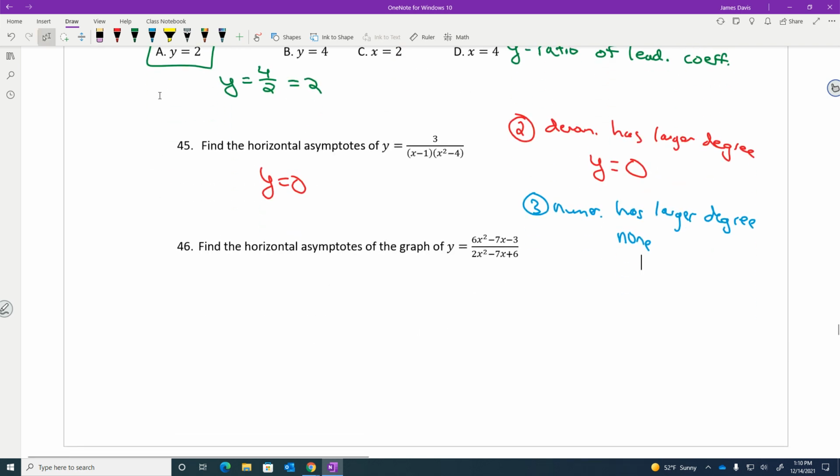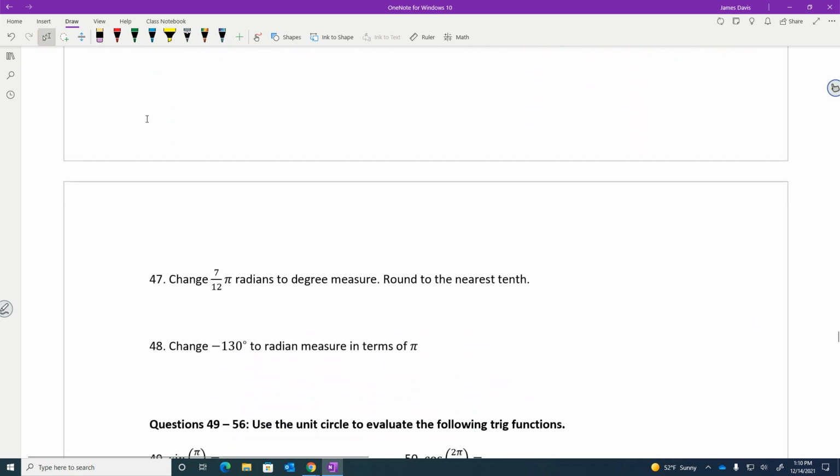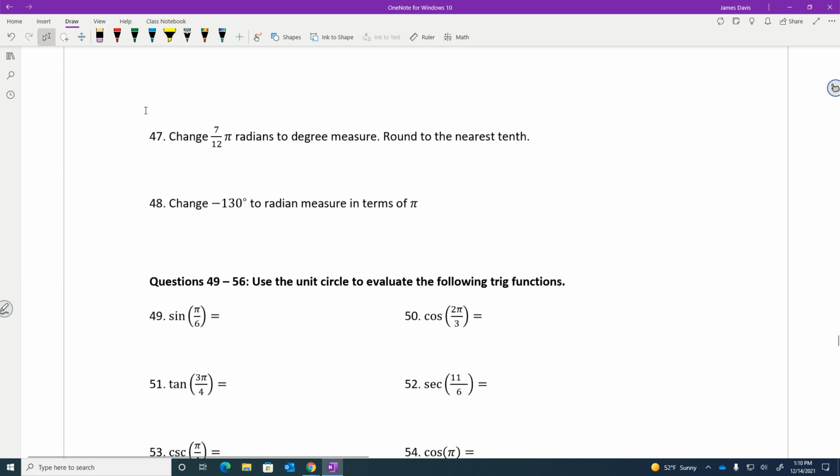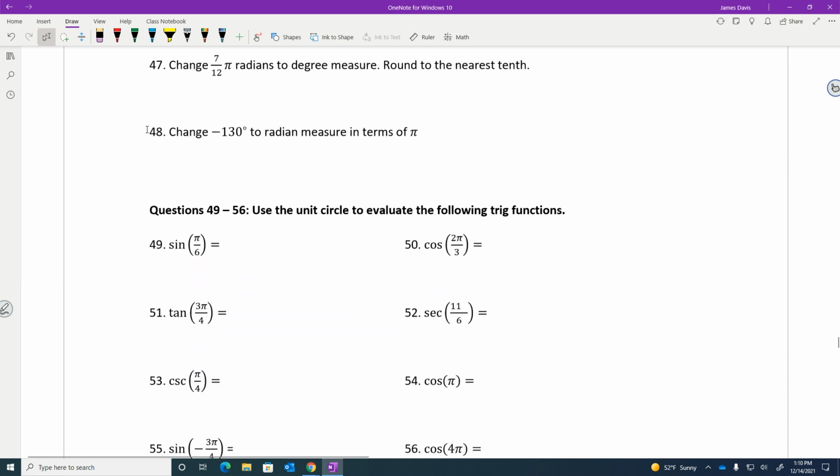Okay. So that's asymptotes. All right, now we're going to kind of move on to some trig stuff. A little bit more recent. That function stuff probably seems a long way away.